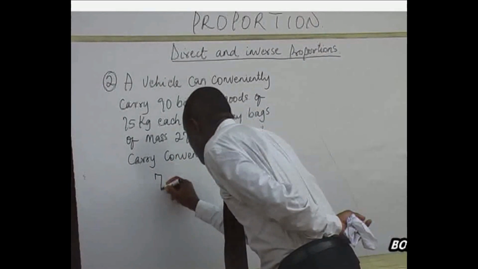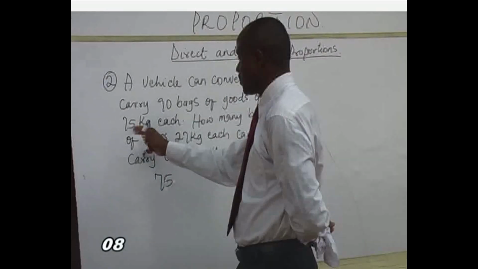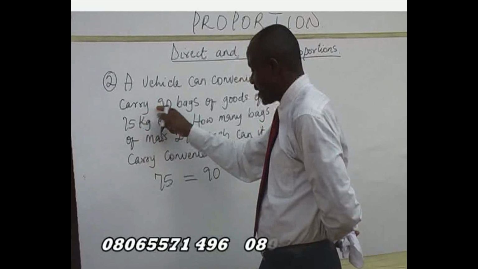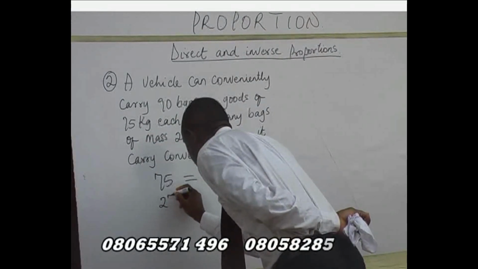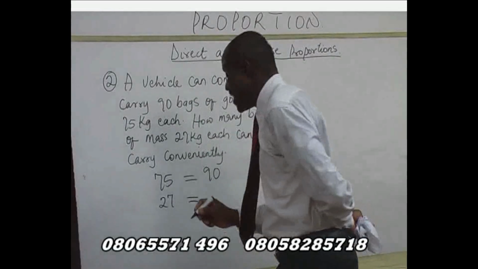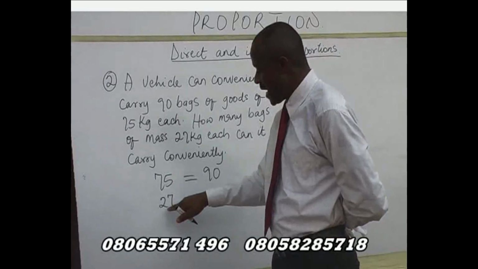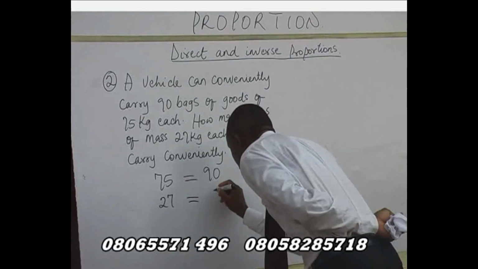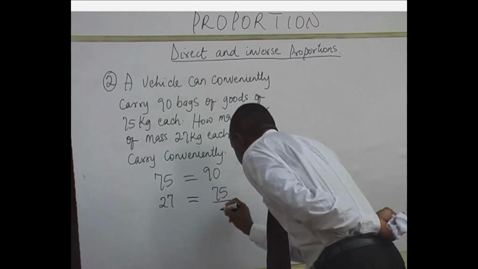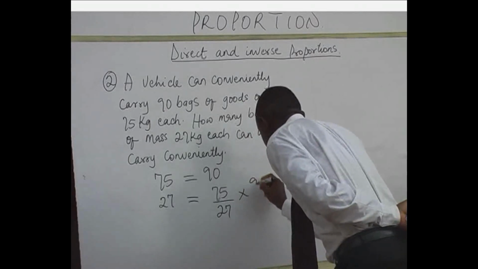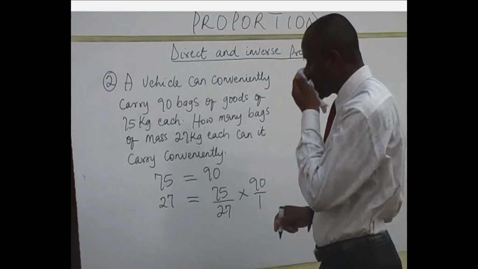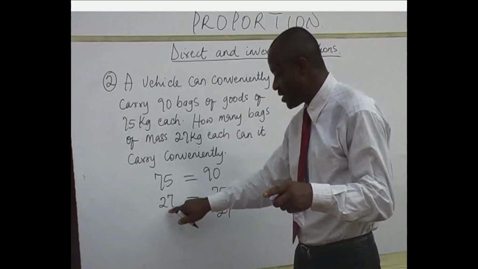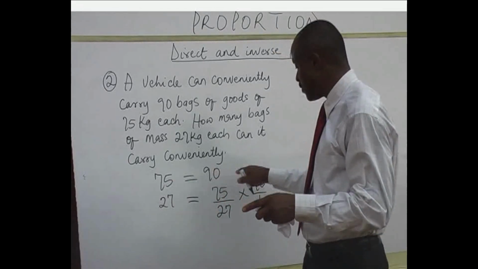Now we have 75 kilograms, 90 bags. Now 27 kilograms is going to give you... if it were in direct proportion, we could have said when less, more we divide. But now that it's inverse proportion, when less, less we divide. So we are going to have 75, which is more, divided by 27 times 90 all over 1. This is inverse proportion. When less, less we divide. But if it were in direct proportion, when less, more we divide, you could have had this 27 on top and 75 down to multiply to 90 all over 1.